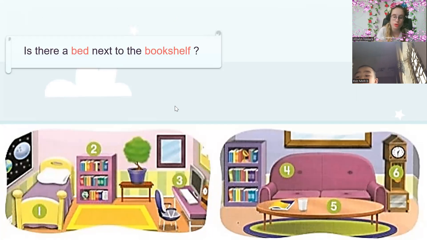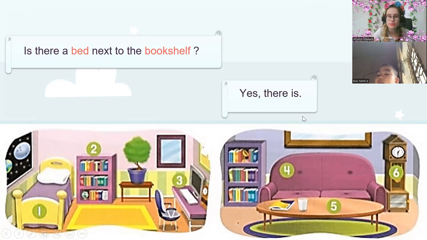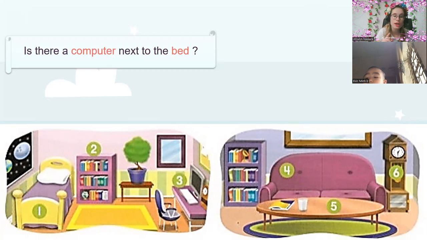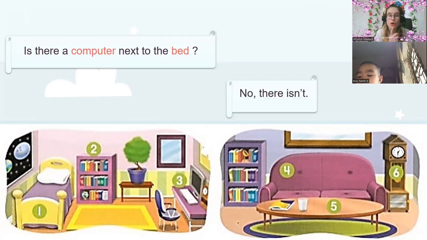Is there a bed next to the bookshelf? Next to, in front of, behind. Is there a bookshelf next to the bed? Is there a bed next to the bookshelf? Yes or no? Yes, there is. Is there a computer next to the bed? No, there isn't. Good job. Good work.